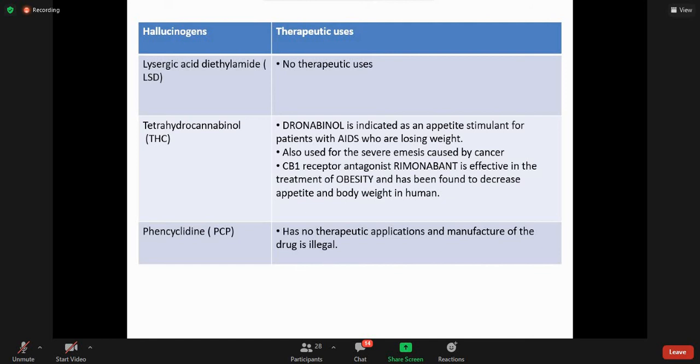LSD, mescaline, PCP. PCP means phencyclidine, or methamphetamine, or ecstasy, all the derivatives of amphetamine that we have already discussed, belong to class scheduled 1 drug, right? That is legally not allowed and has high addiction potential, right? In class 2 scheduled drug, okay, medicinal use is there, but also high addiction potential.